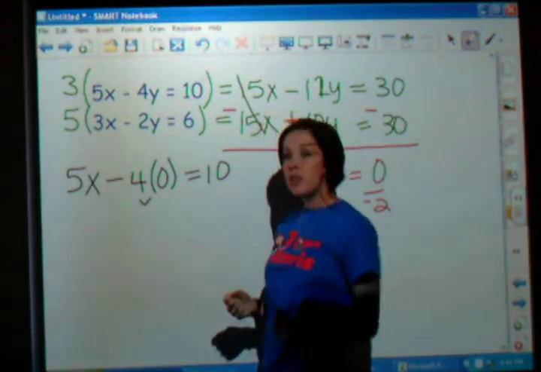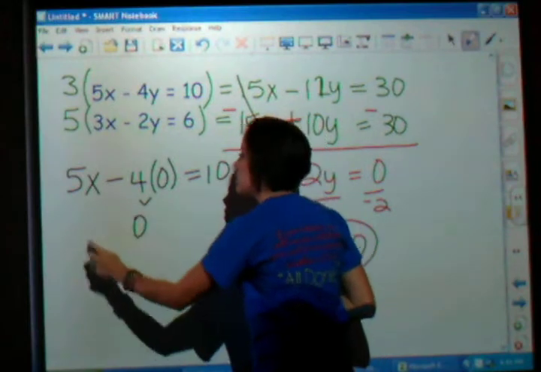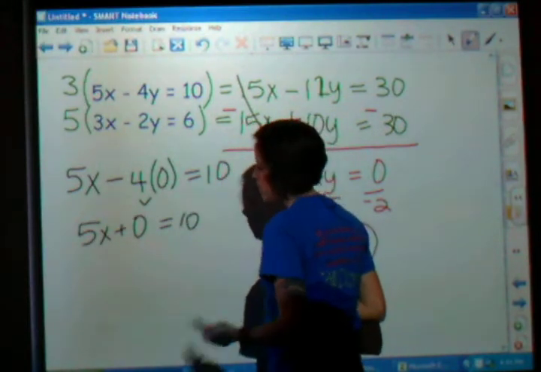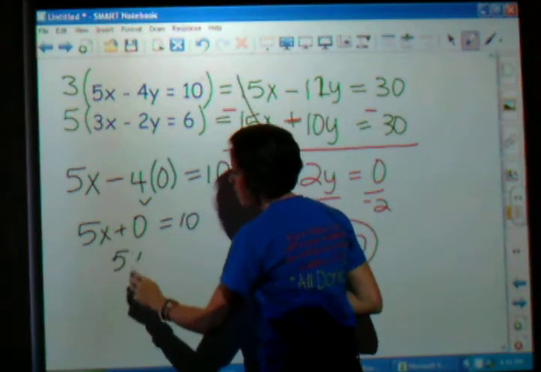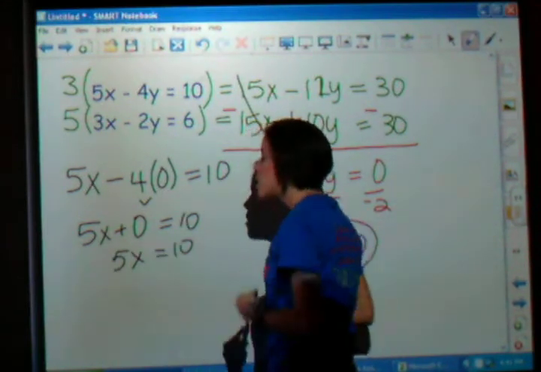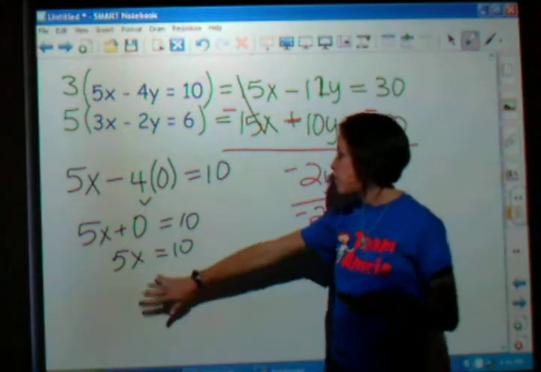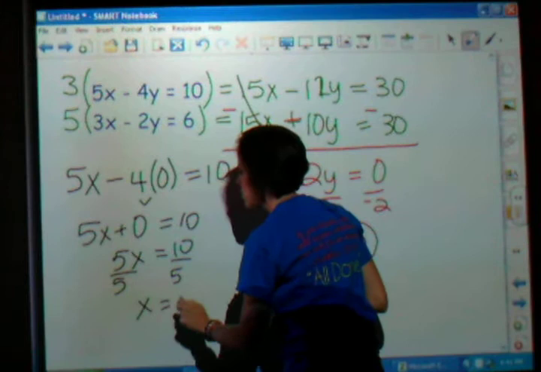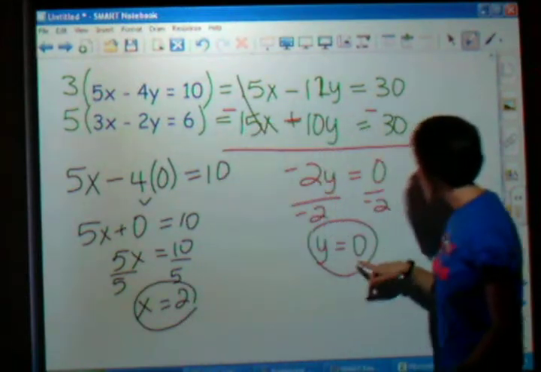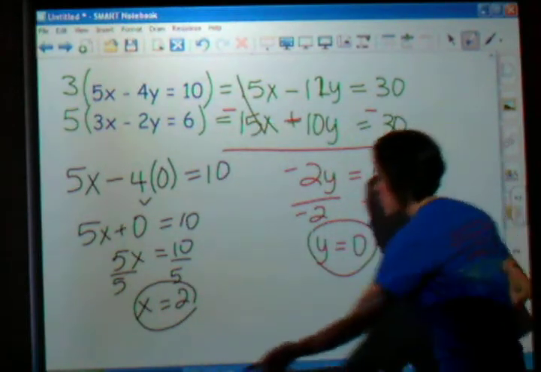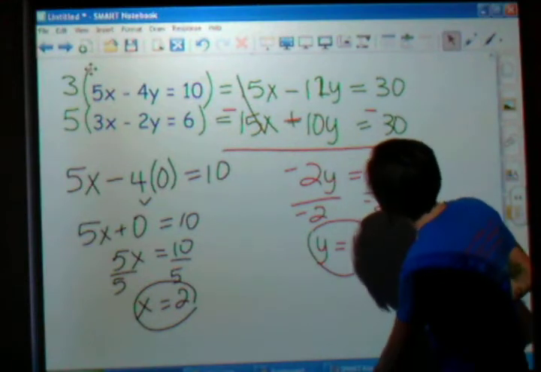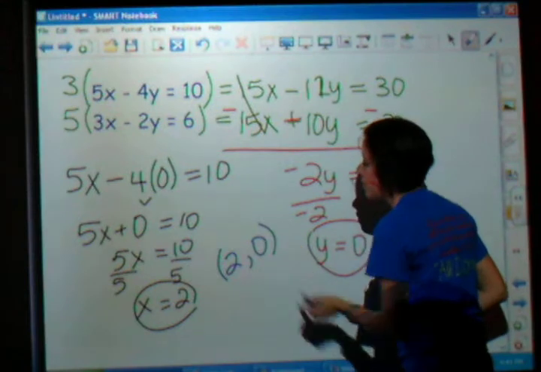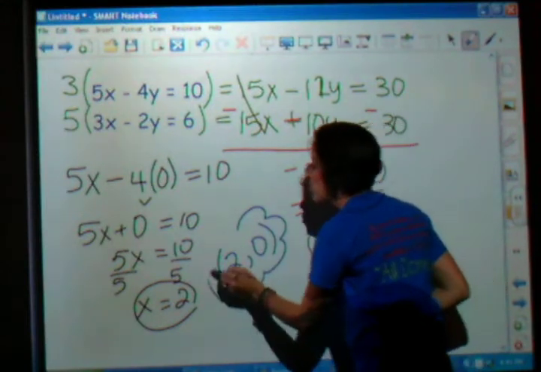This is a simple equation, just solving for one variable. Negative 4 times 0 will give me 0. So now I have 5x plus 0 equals 10. When I simplify this, I get 5x equals 10. To finalize my answer, divide by 5. And x is 2. So now I have my y value and my x value. So for my final answer, I would have the coordinate pair 2, 0. And again, that's where those two lines cross.